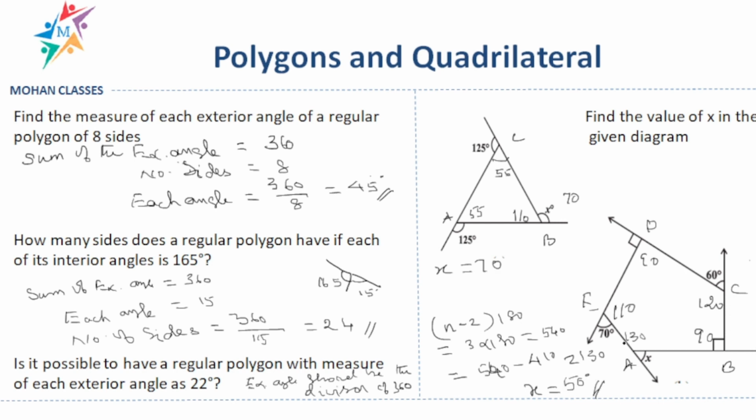Understand? What did we do? We found the interior angles of all of them. What is the sum of the interior angles? This is the formula we have read: (n minus 2) into 180, the number of sides minus 2 multiplied by 180. So the total should be 540. We got all the angles except this one. We got this as 130, so x will become 50. Clear? So let us move to the next.